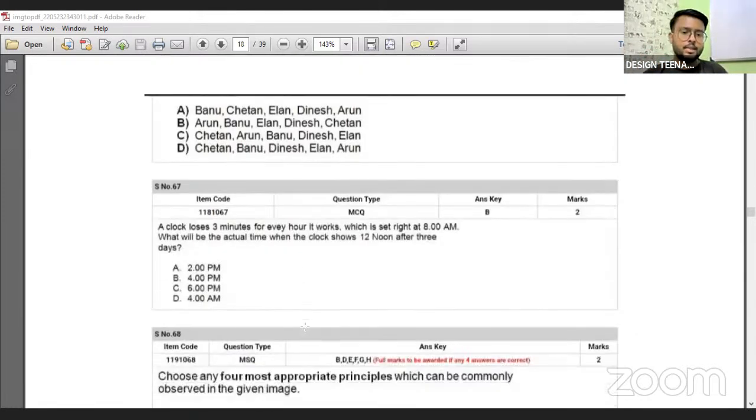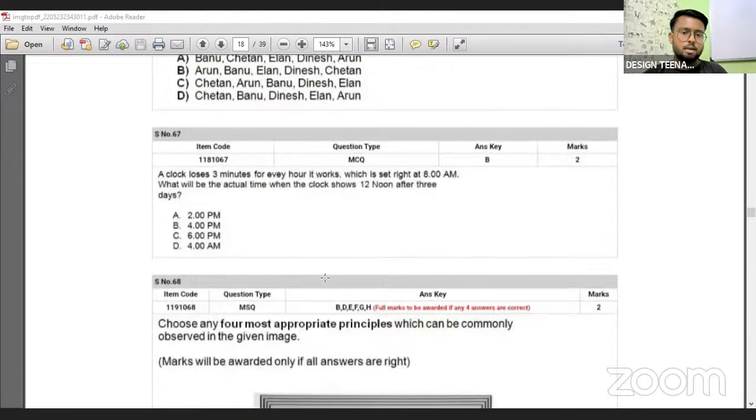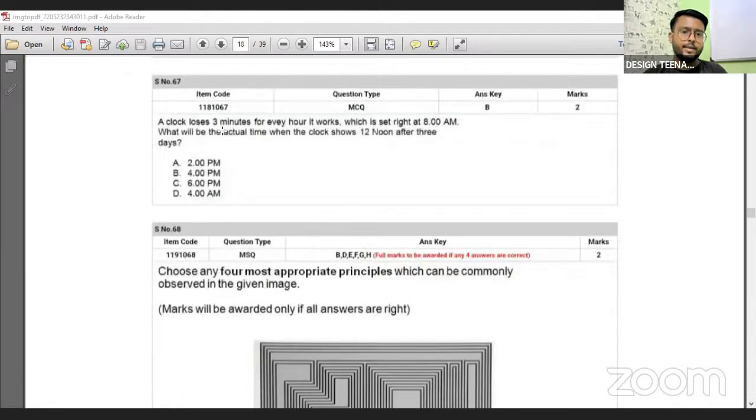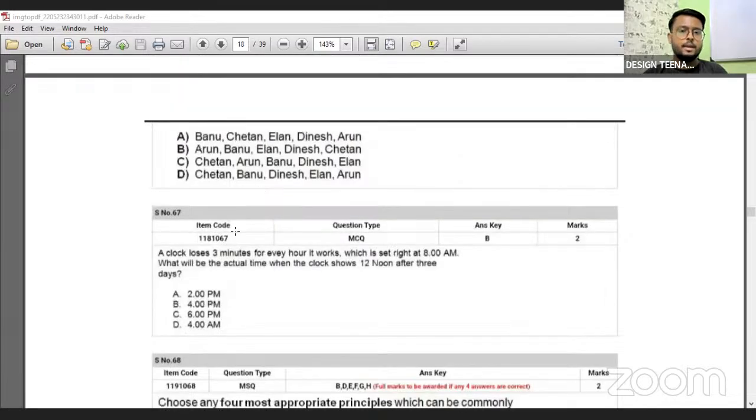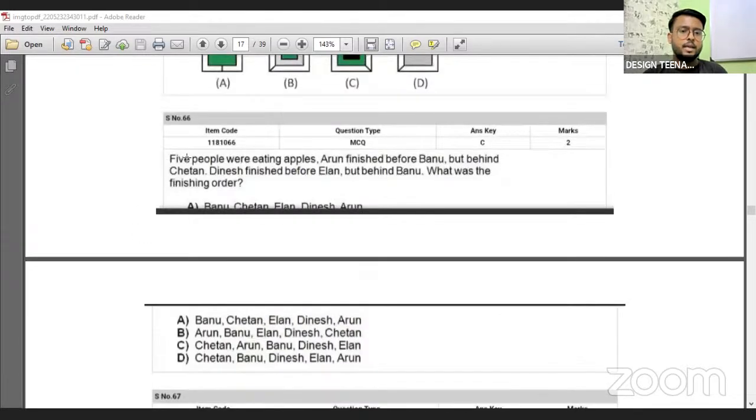Fine. So these are the things which are there. These are all reasoning questions. This is not a maths question. We will consider these things under reasoning. So they're telling, I guess, five people were eating apples. Arun finished before Banu.